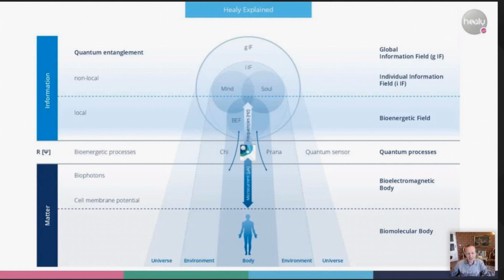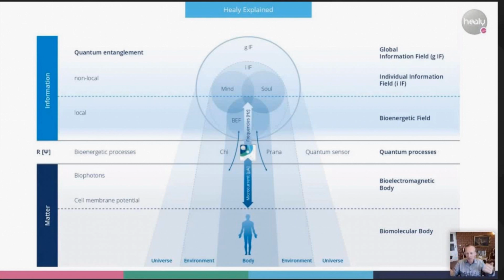And here you see Healy in the very center. In the very center of this picture is Healy. So what is the center? The center is a level which I call the quantum processes. The level of the quantum processes is dividing our world in two halves. One half is below, we can just call it matter, and the other half is above, we call it information. Matter and information are not really two different things, but they are actually one.